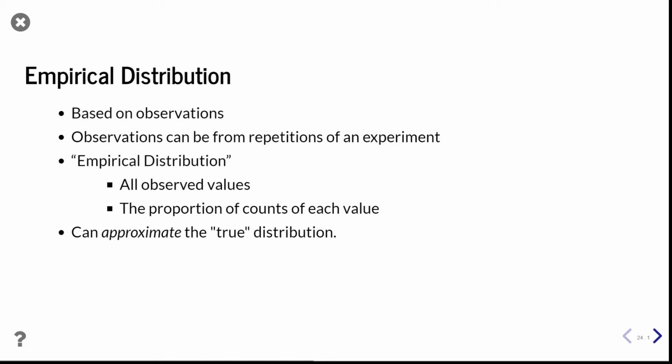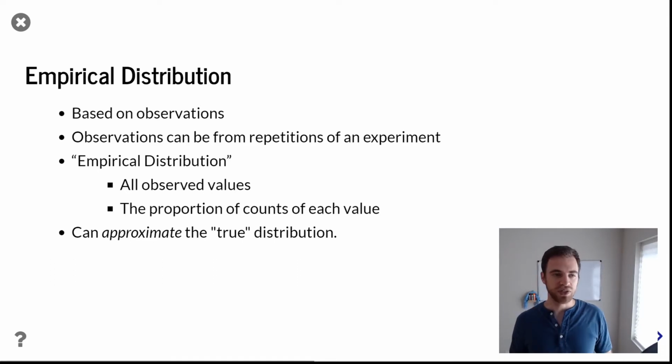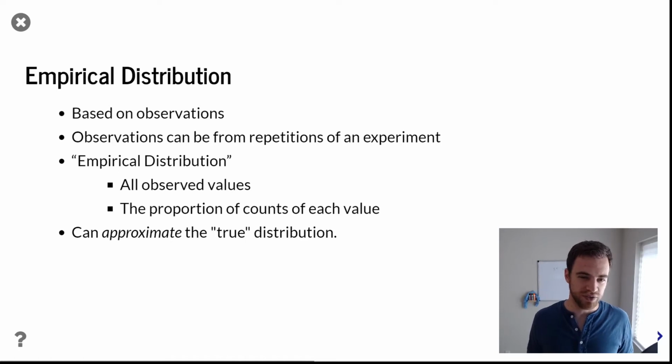So if I go and I collect a sample and I look at the distribution of the sample, what it is is called the empirical distribution. So this is a distribution based on observations, perhaps from repetitions of an experiment, like rolling a die over and over again. And the empirical distribution contains all of the observed values, and the proportion of the counts of each value, or how many times I saw every outcome. So the idea behind an empirical distribution, why it's useful or interesting, is that it can approximate the true distribution, which is what we're really interested in.